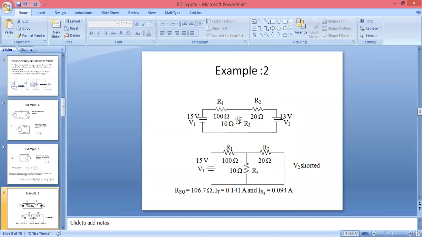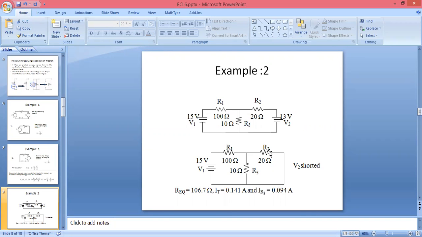What we will do, we will use here superposition theorem. According to superposition theorem, firstly we have to consider only one voltage and we have to remove the remaining voltage. As here is a voltage source, we have to short this voltage. Firstly, we will consider V1, we will short V2. Then what we do? We can see here, these resistors are connected in parallel. So we can calculate the R equivalent.